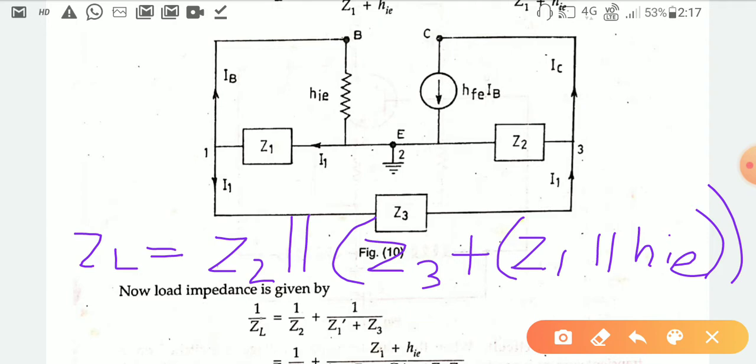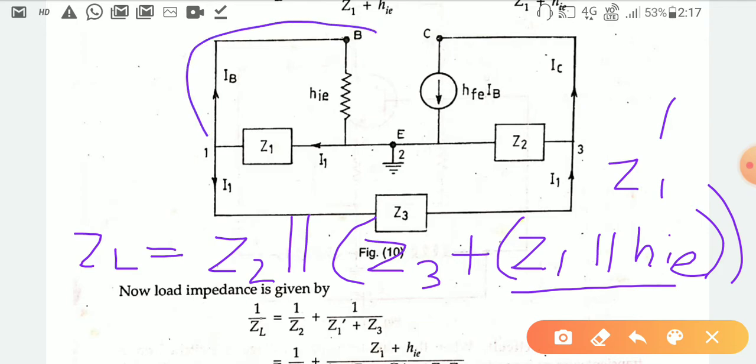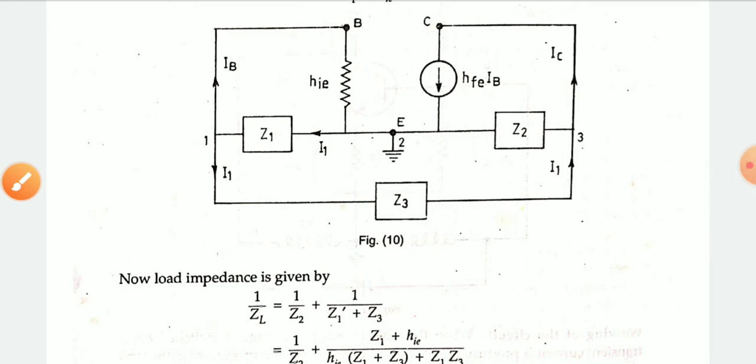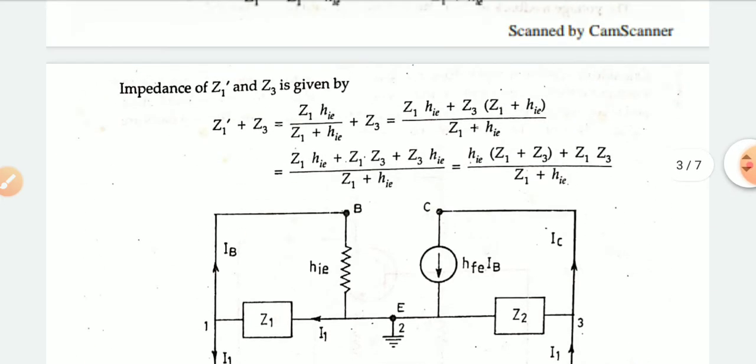Let Z1 parallel with hie be defined as Z1 dash. So Z1 dash is in series with Z3. This portion is in series with Z3, and this total path is parallel with Z2. So this is written as such, and we calculate the impedance value in this way.